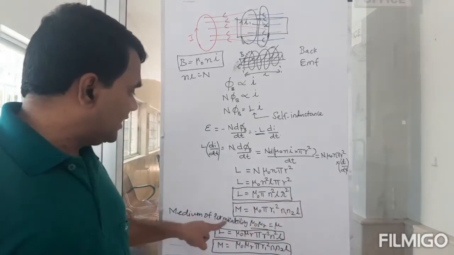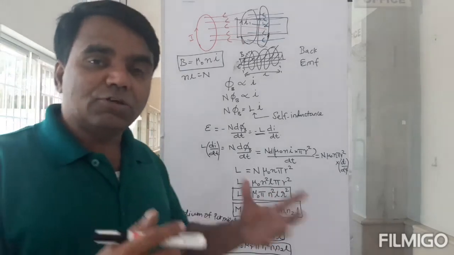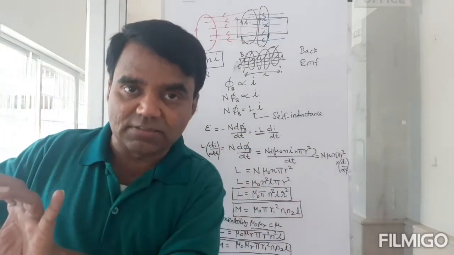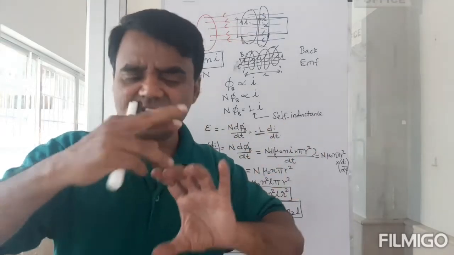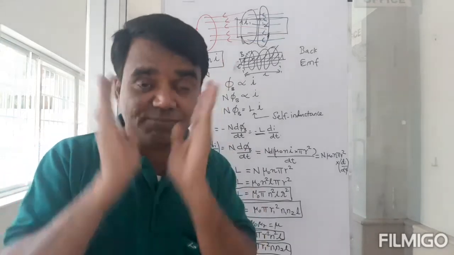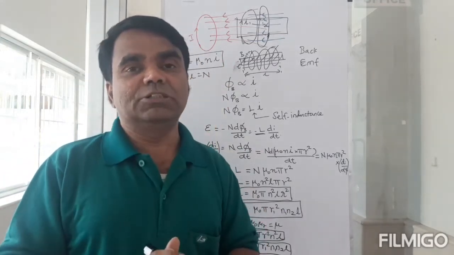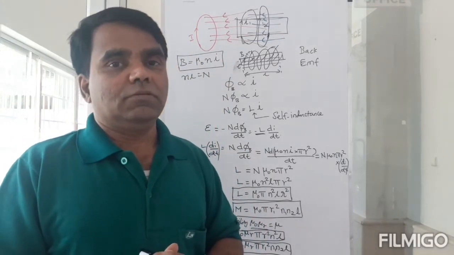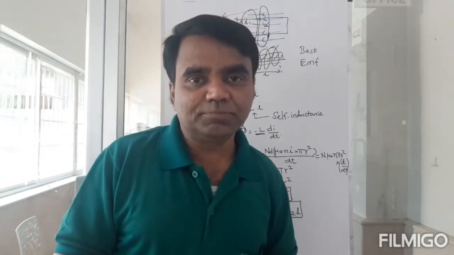And then when I talk about the medium, I talk about the core I insert. If it is iron, it doesn't matter whether you have an aluminum coil or a copper coil, the inductance will be the same. You have to keep that in mind. That's why I'm stressing it so much. Hope this is clear to you.